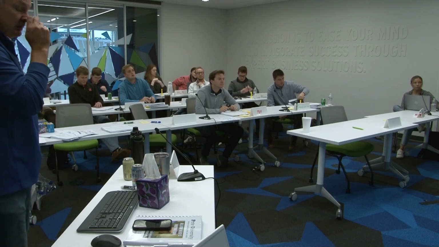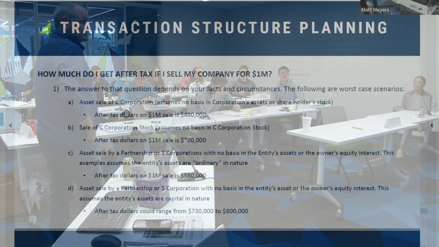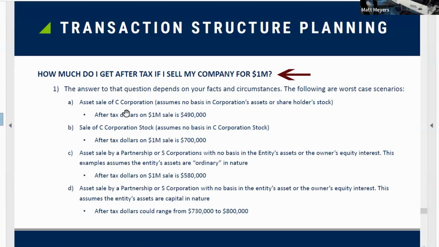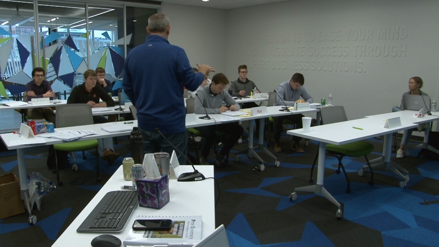Okay, so most of you may know this, most of you may not know this. How much do I get after tax if I sell my company for $1 million? And that's going to depend on the facts and circumstances. If a C corporation, and this assumes no basis in the corporate assets, no basis in the stock, if a C corp sells its assets for $1 million, the poor shareholders left with $490,000 left over. How do you feel about that, Allie? Not great. Okay, so that's a really bad spot to be in.